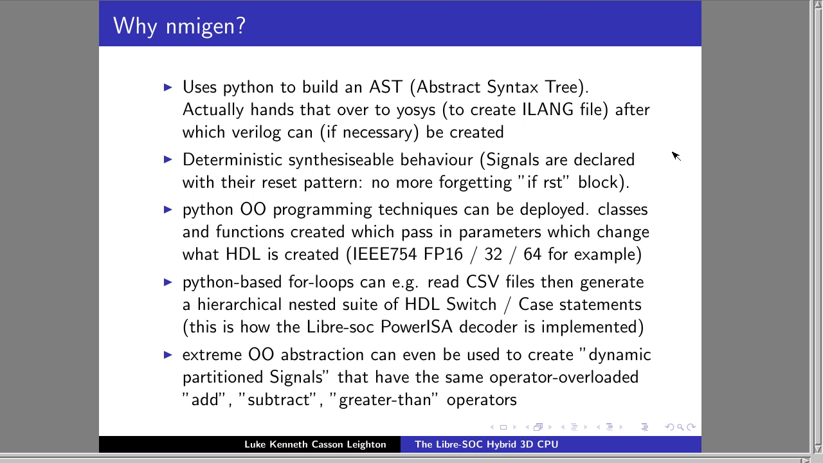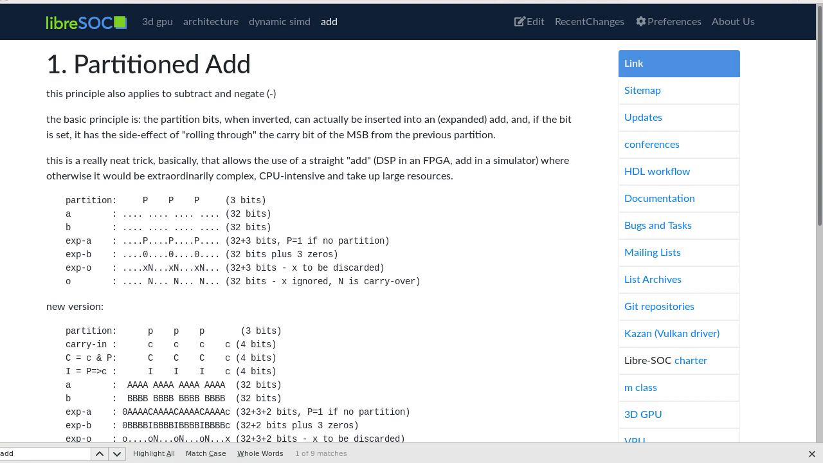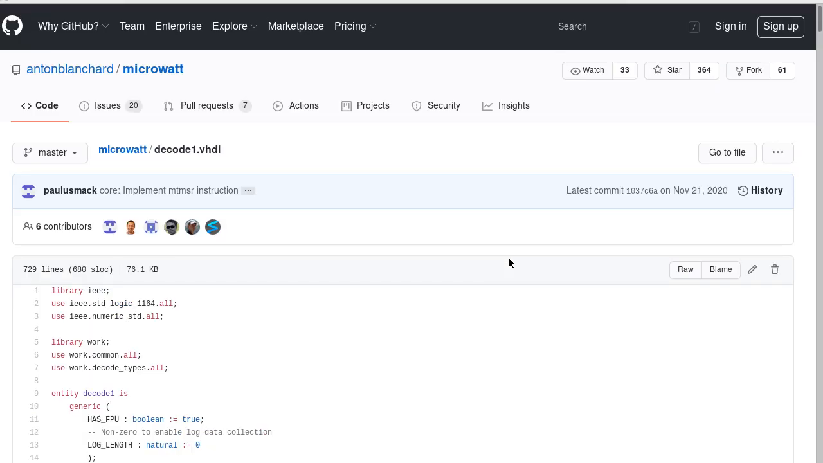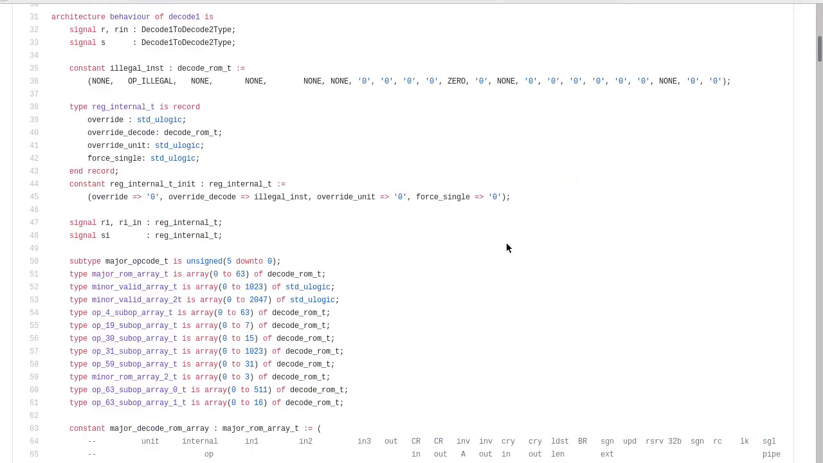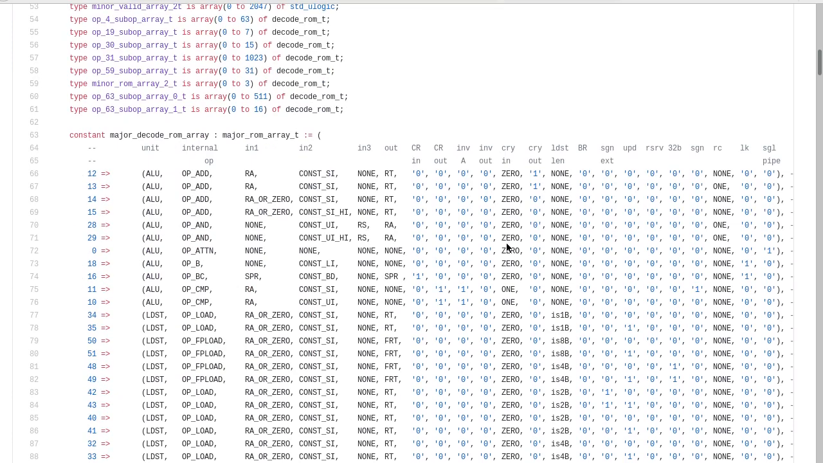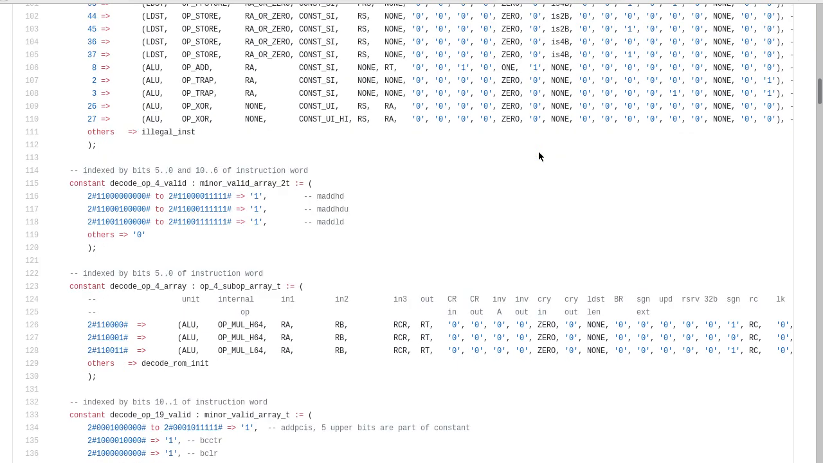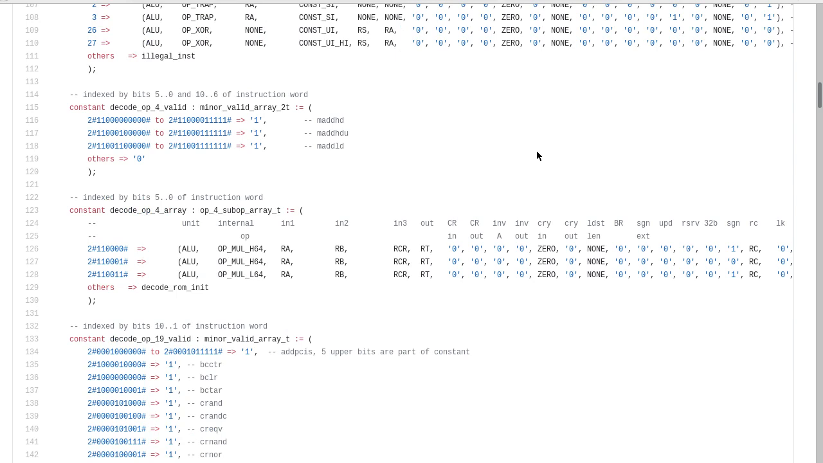And I really just wanted to go over that. Here is the Microwatt decoder, decode one for the OpenPOWER instruction set. What they've done is declare a microcoded-like table. Here is the major opcode, and major opcode 12 is an add operation, and it is a signed immediate. Const_SI is a signed immediate. Okay, so you get the idea. You've got all these tables, and there's one for opcode 4.